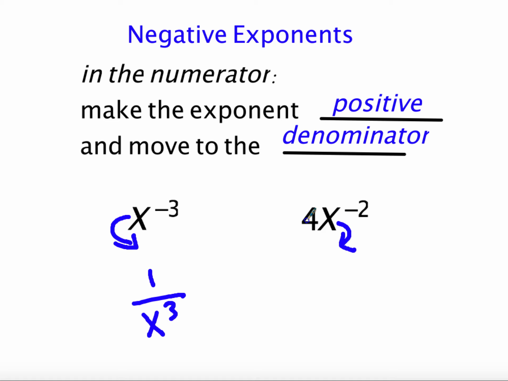Same thing here, but the 4 is not being raised to the negative second power. So we just have 4 divided by x squared. The reason the 4 is not being raised to the negative second power is that order of operations, we do exponents and then that implicit multiplication.